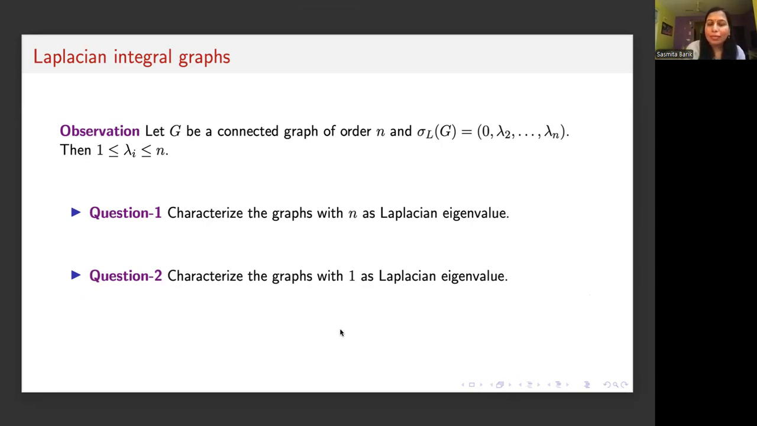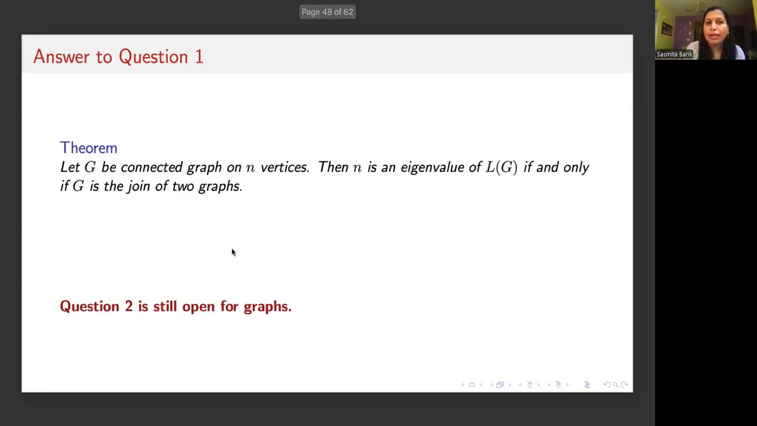The first problem we already discussed, and n will be an eigenvalue if G complement is disconnected. That means G is a join. This problem is solved. But the second problem is still open, and this is again interesting. Which graphs have one as a Laplacian eigenvalue?